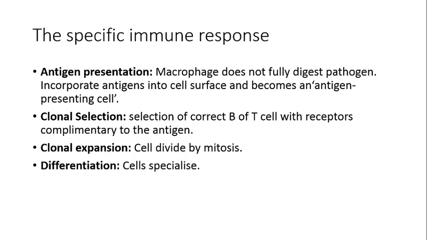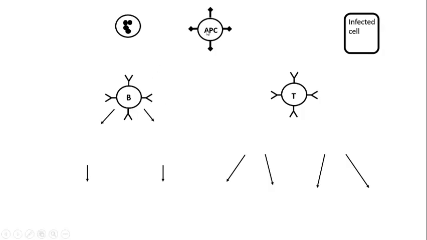Those cells that become activated will start to divide by mitosis. So they're making lots and lots of the correct type of B and T cells. And then they'll start to differentiate. They'll specialize into specific cell types. So at the top here, you can see we've got our antigen presenting cell, and through the process of clonal selection, you get the selection of the correct type of B or T cell with a complementary receptor, which will bind to the antigen.